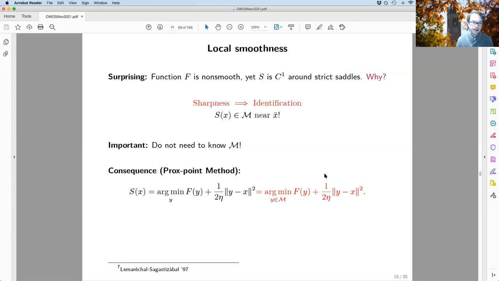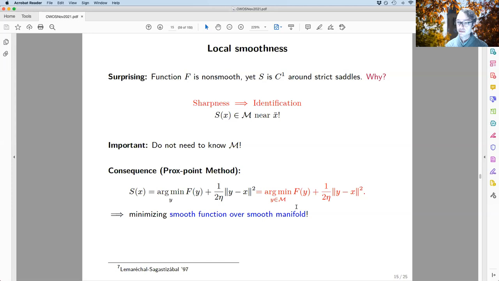So the consequence of this, let me state it for simplicity in terms of the proximal point method rather than in the other algorithms, is the following. Our operator S is formed from minimizing a strongly convex function. We know that the output of S is inside M near the solution or the saddle point. Therefore, we can simply add a constraint to our optimization problem that the variable that we're optimizing over is inside the manifold. Because of that, we're essentially minimizing a smooth function over a smooth manifold locally, even if we don't know it.